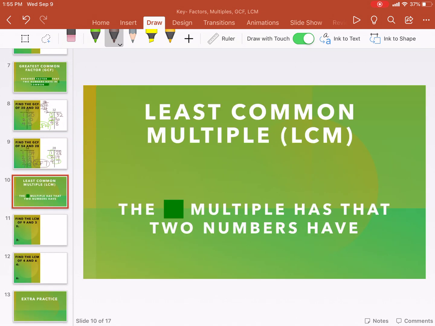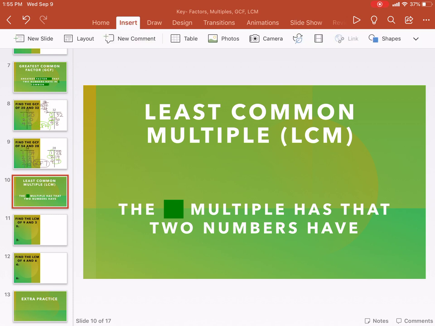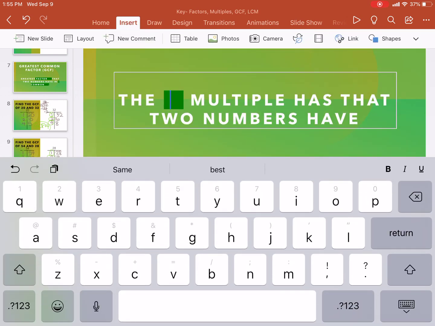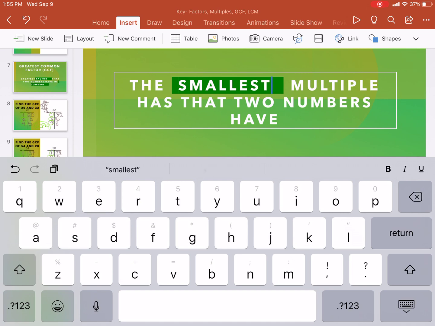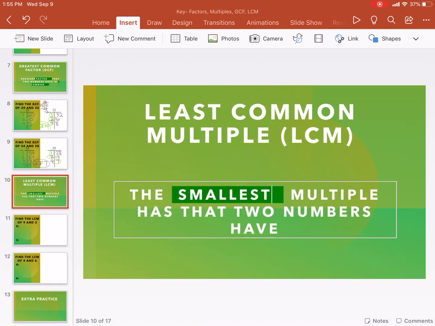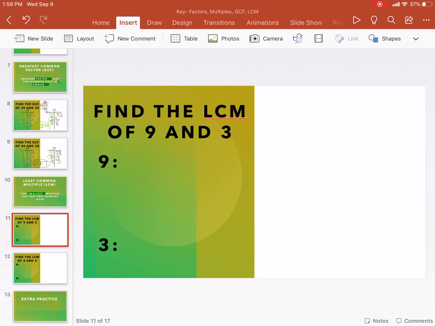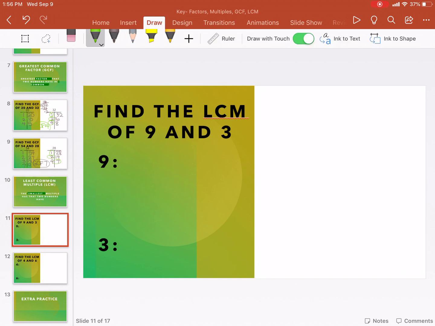Here we go. Let's do least common multiple. So for this one, it is the smallest multiple that the two numbers have in common. So before we were doing the biggest number that they had in common. Now we're doing the smallest number the two numbers have in common. Okay, so here we go.